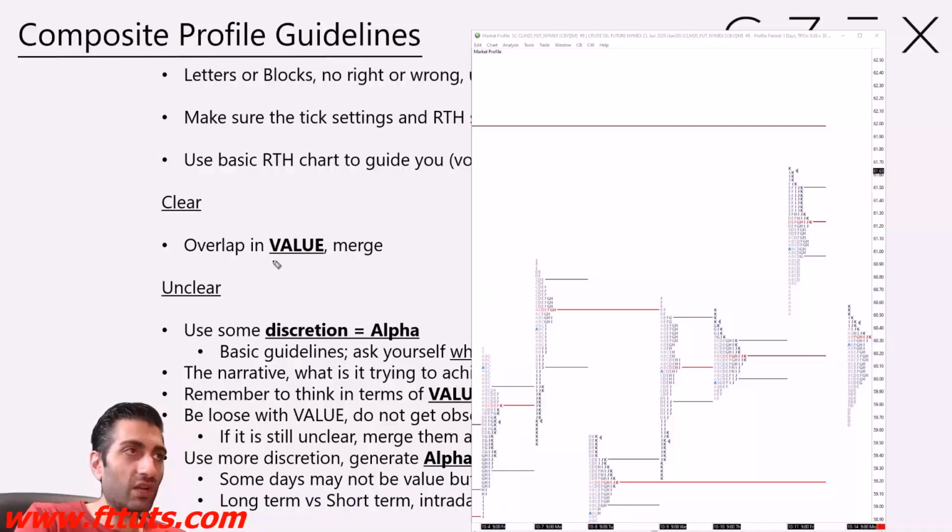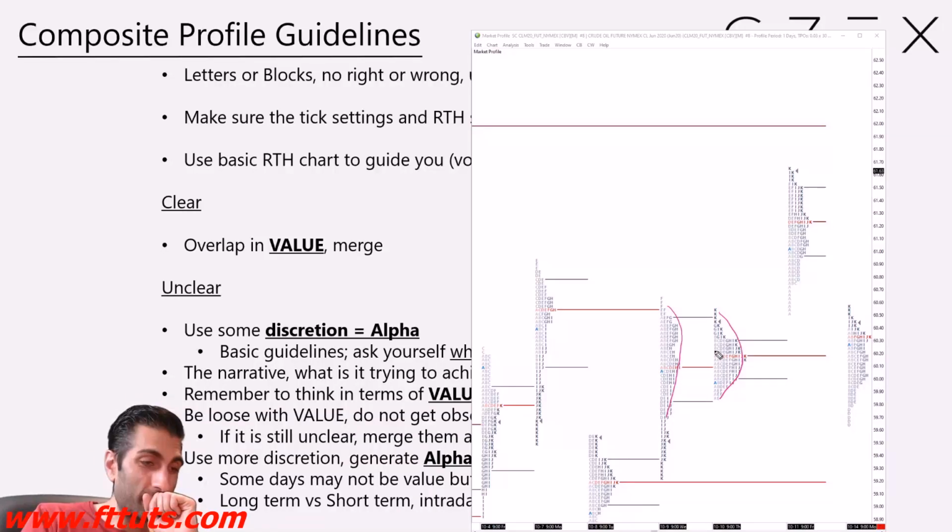So when I say overlapping value, what you've got to remember, and the good thing is I did the auction market theory section, where I talked a lot about thinking of the market in terms of value. What is our objective here? We're merging value, okay? Value and value. And it's up to you how you do this. I'm going to be quite honest with you.